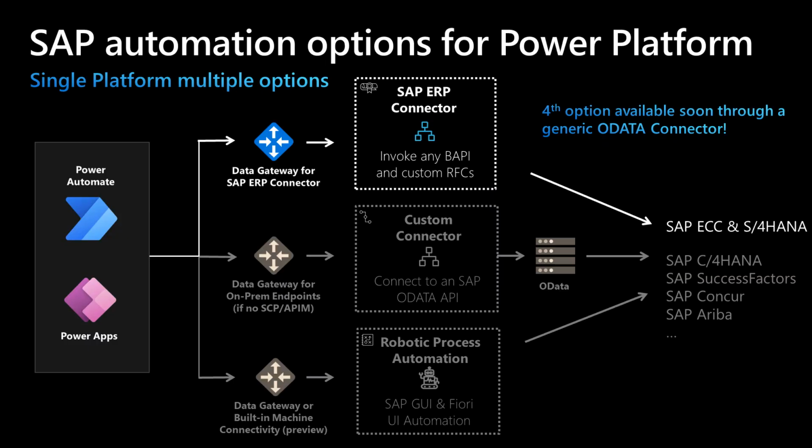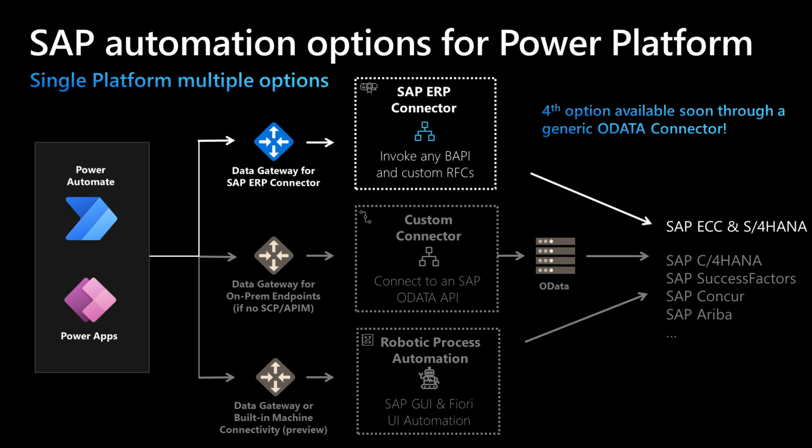As shown in the first episode, we currently have three different SAP connectivity options within the Power Platform. The first option is the SAP ERP connector that we ship out of the box together with the other 450+ Power Platform connectors. The SAP ERP connector supports SAP ECC and S/4HANA systems and typically connects through an on-premise data gateway. Once a connection has been established, you will be able to invoke any BAPI and custom RFCs that are available in the target system.